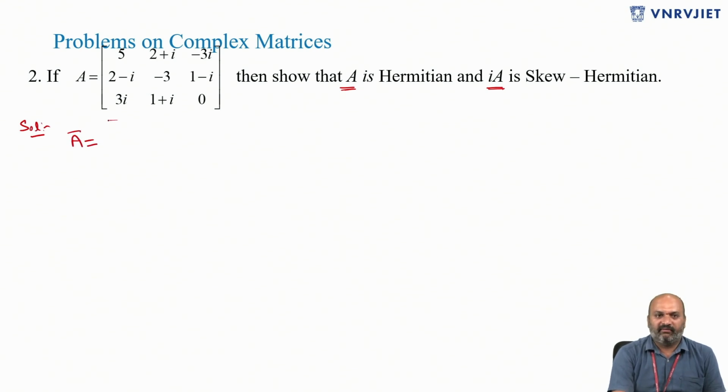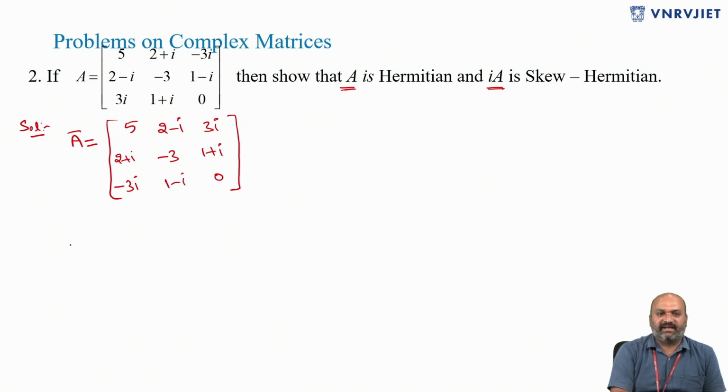First, the conjugate of the matrix. A conjugate: it is 5, which is a real number. 2 plus i conjugate is 2 minus i. Minus 3i conjugate is plus 3i. 2 minus i conjugate is 2 plus i. Minus 3 conjugate is minus 3. 1 plus i conjugate is 1 minus i. 1 minus i conjugate is 1 plus i. Plus 3i conjugate is minus 3i. And 0. This is A bar.